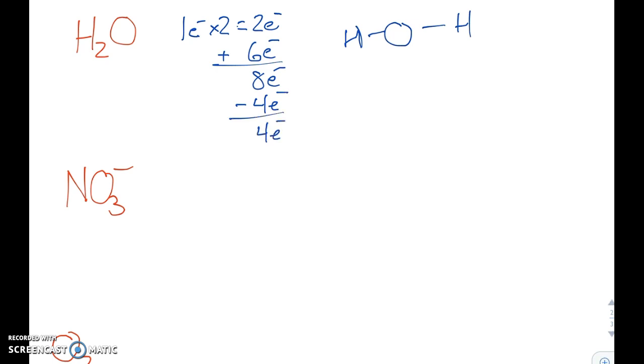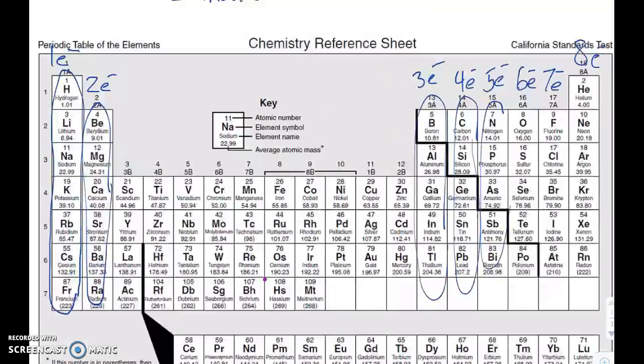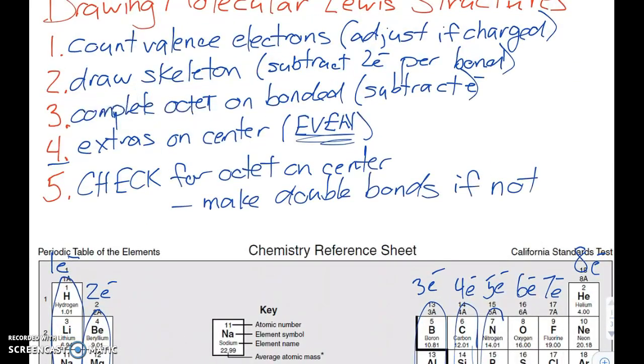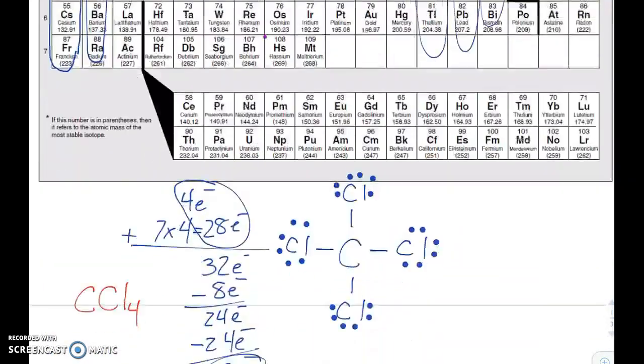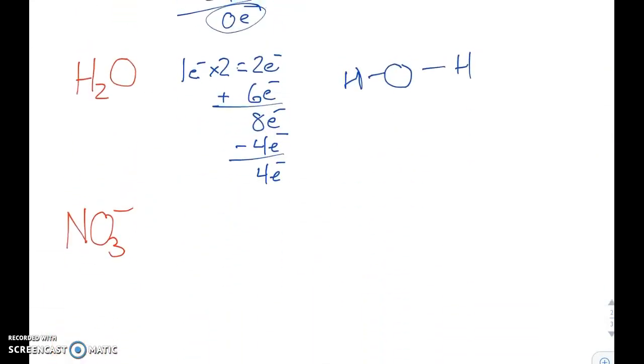Now I'm not sure if I mentioned this in my rules at the beginning, but our next step would be complete an octet. There is an exception to that, so I'm going to go up and write except hydrogen. Hydrogen only ever wants 2 electrons. Like a duet, we won't call it that, but hydrogen only wants 2.